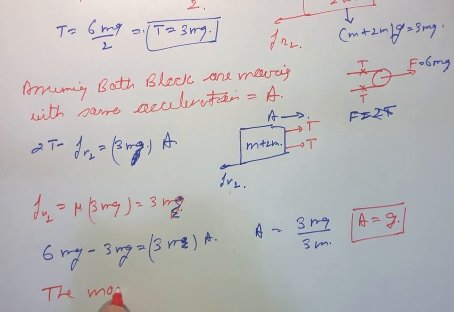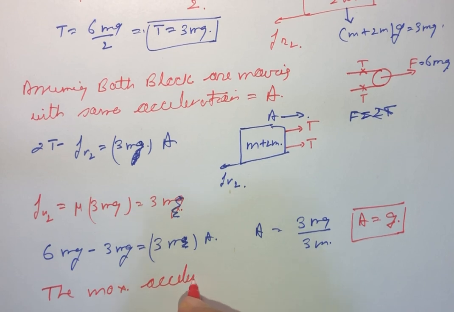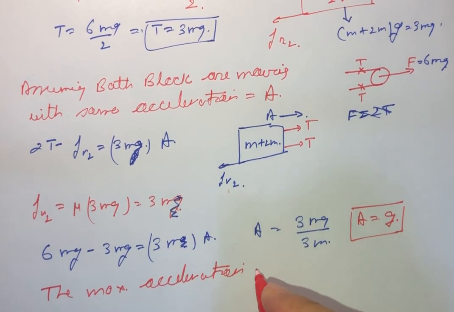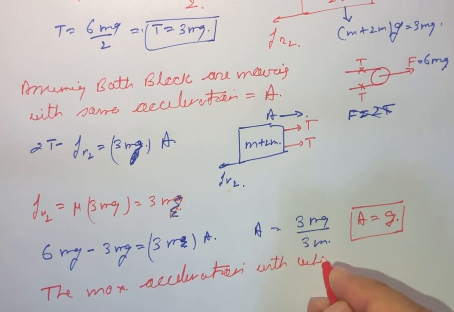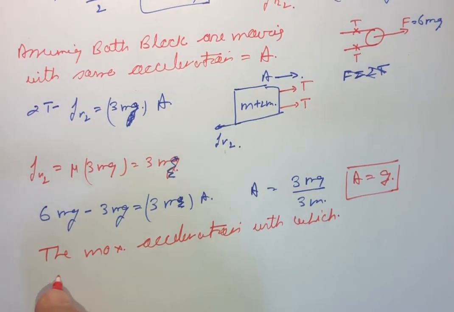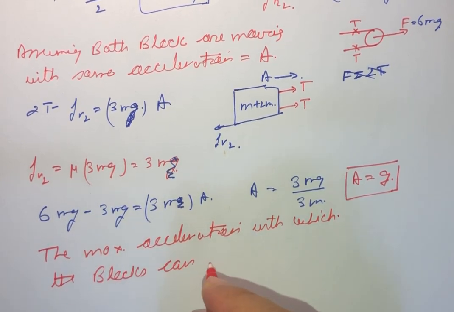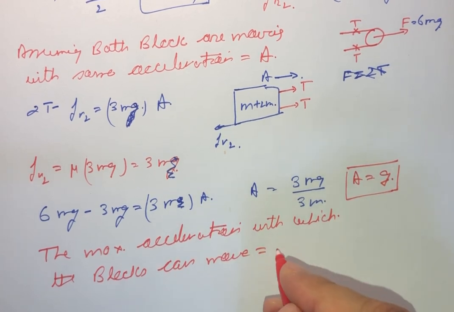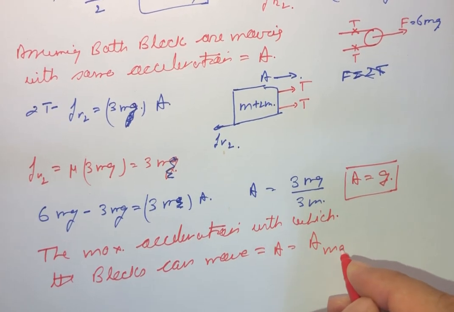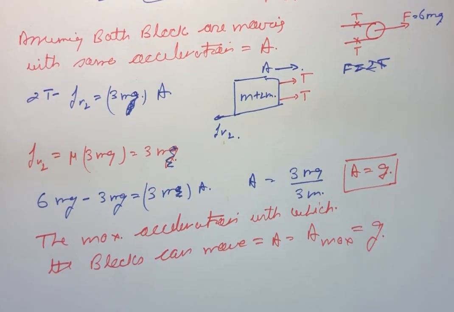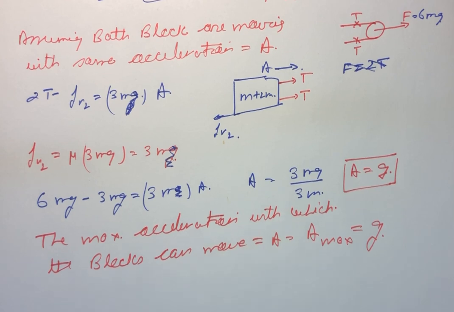Here we can say that the maximum acceleration with which the blocks can move is equal to A. Let me write it A max as well, which is equal to g. So this is a maximum acceleration, and let us find out, for this acceleration, what will be the value of the FR1.